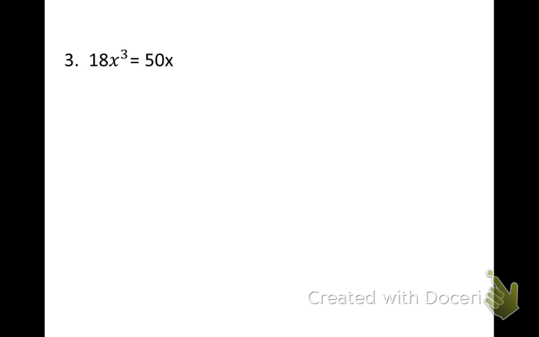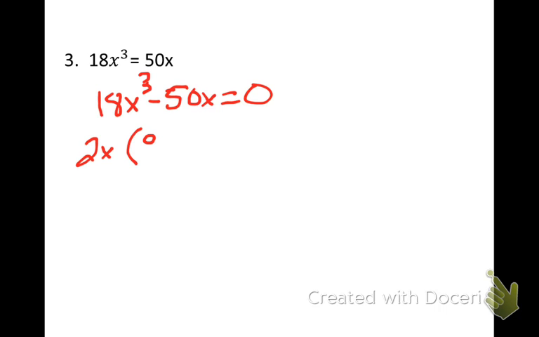In number 3, it's not set equal to 0, so that would be the first thing we need to do. So we would subtract 50x from each side, get 18x to the third minus 50x equals 0. Is there anything in common would be our next step. Yes, number-wise, they both have a 2 in common, and variable-wise, they have an x in common. So we factor that out, we're left with 9x minus 25.